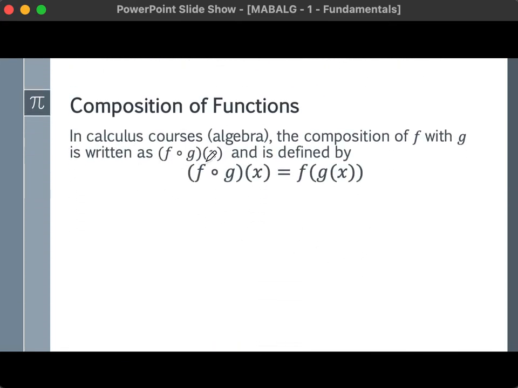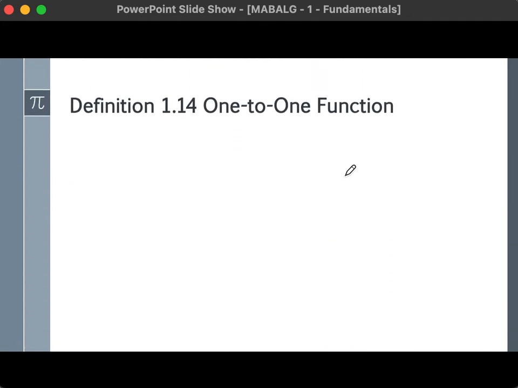Further, in calculus courses or also in algebra courses, especially in elementary and beginning algebra, the composition of f with g is written as f of g. So this is how we write it down: f of g of x is defined as f of g of x. This is our common notation for composition of functions, especially in basic algebra.